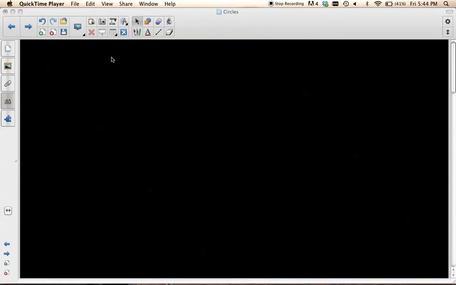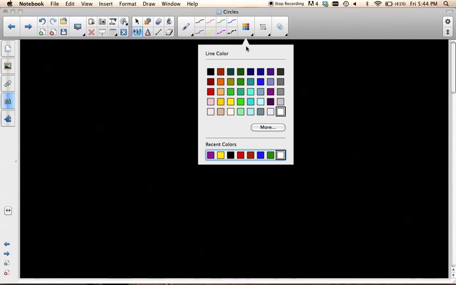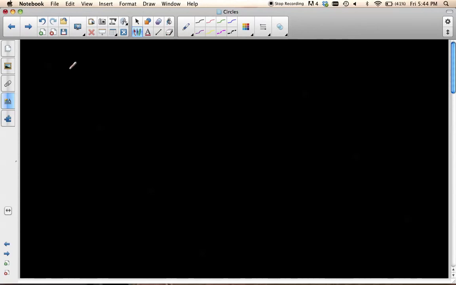Guys, so here's what we're going to be doing today. We're going to be talking about the area of a circle. Now, we talked about in class, to find the area of a circle, the formula that we need is pi r squared, and that will give us the area.